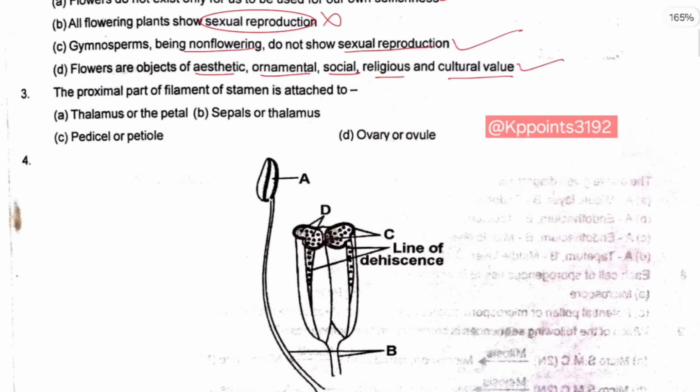Now question number 3. The proximal part of the filament of the stamen is attached to the thalamus or the petal. Yes, correct answer is A.